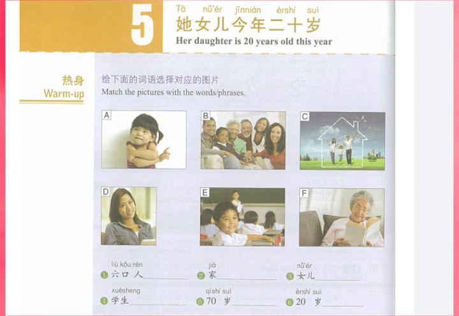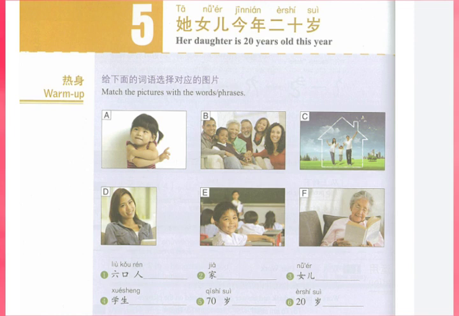第五课, Lesson 5. Her daughter is 20 years old this year. 她女儿今年二十岁。她 means she or her. It depends on the context. Here it means her, possession. 女儿, daughter. 她女儿, her daughter.